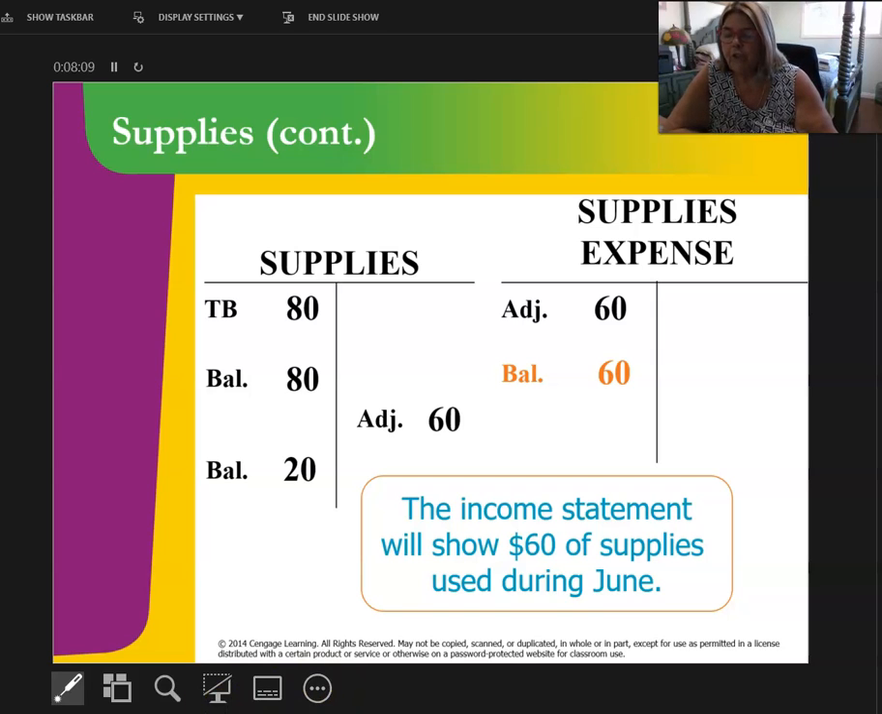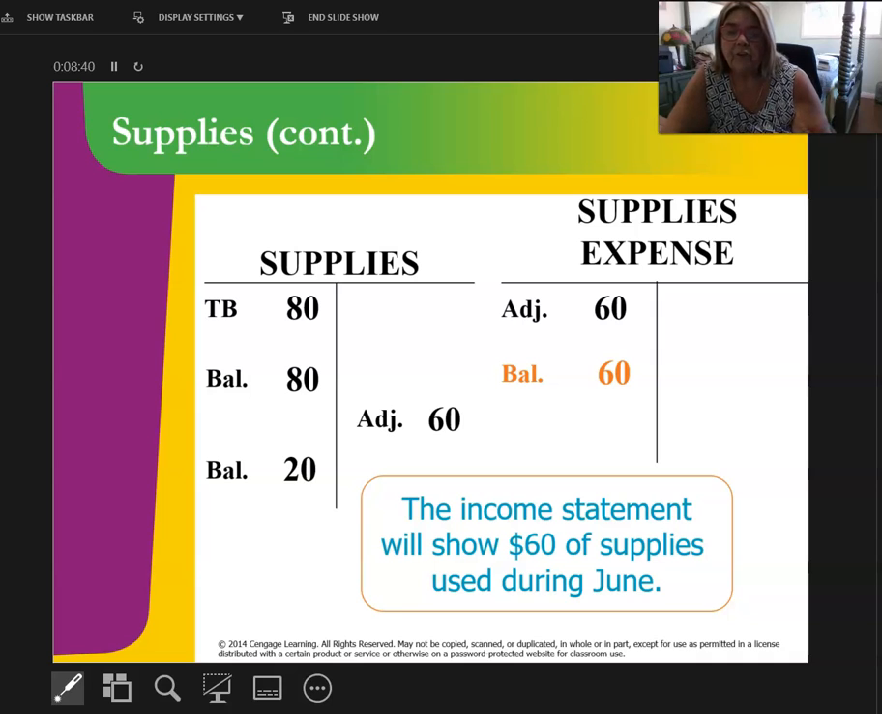Rule number 2 is it will always be dated the last day of the accounting period, whether it's the end of the month or whenever it is. So rule number 2, always dated the last day of the accounting period.